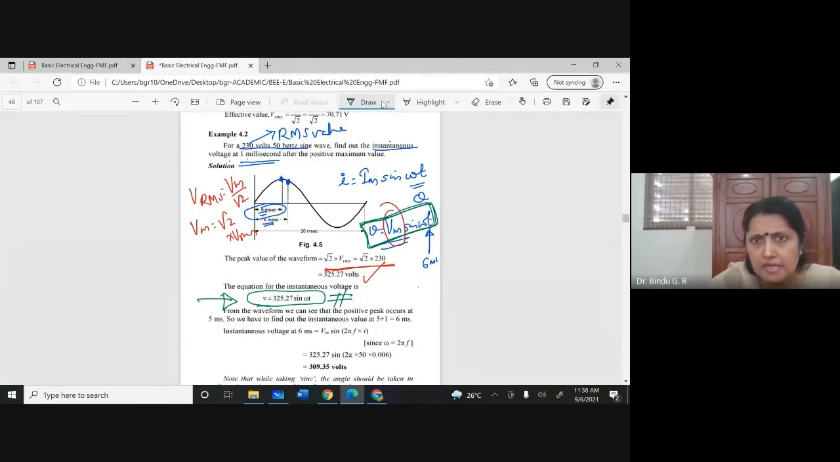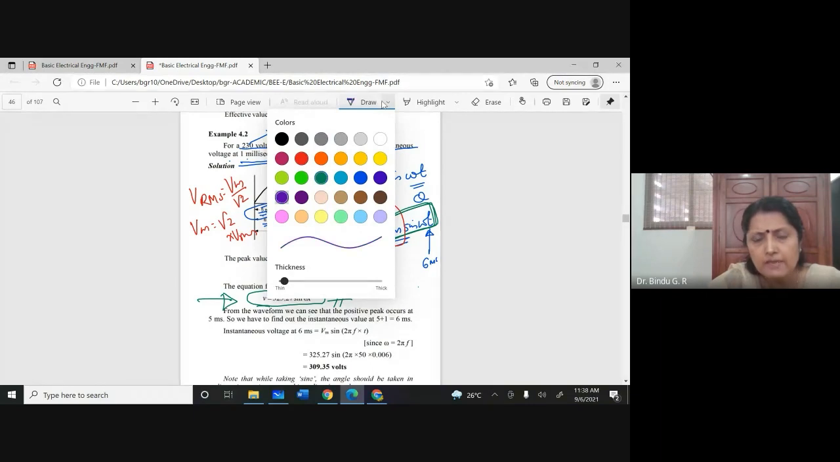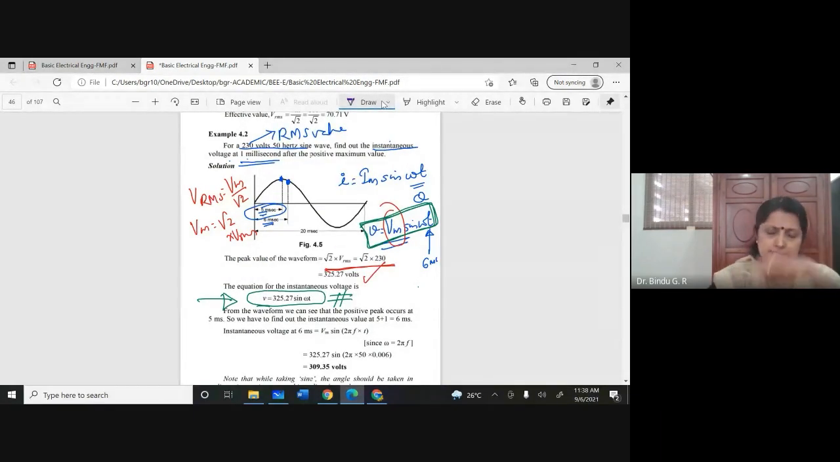In the given waveform, it is seen that the positive maximum occurs at time small t is equal to 5 milliseconds. Hence, we need to find out the instantaneous value at small t is equal to 5 plus 1 is equal to 6 milliseconds.